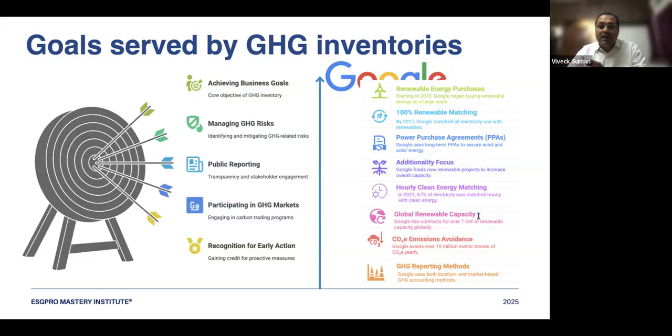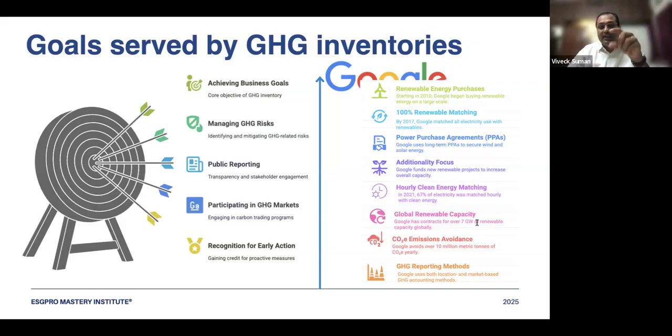Are you with me? Contracts over 7 gigawatts. Please understand, I'm talking about massive numbers here. 7 gigawatts. Billion, you put 9 zeros on top of 7. That much kilowatt capacity they have added, not kilowatt hour, actually kilowatt they have added as a capacity globally.